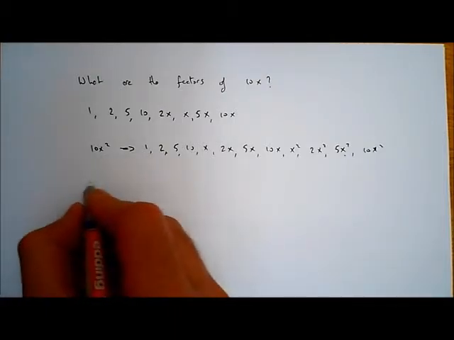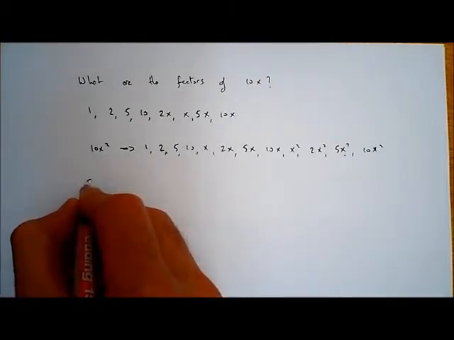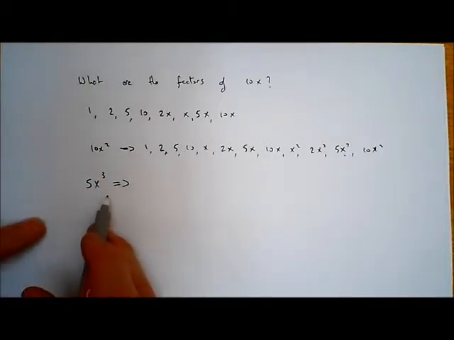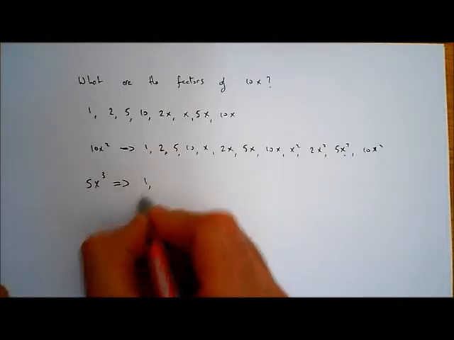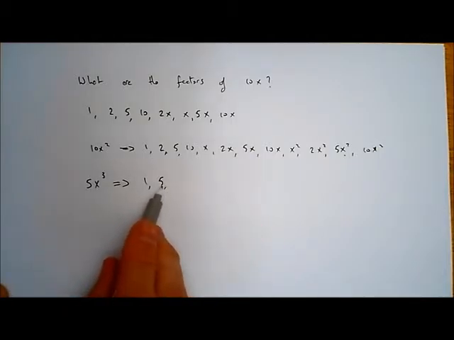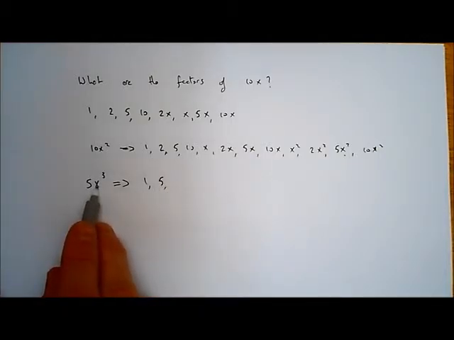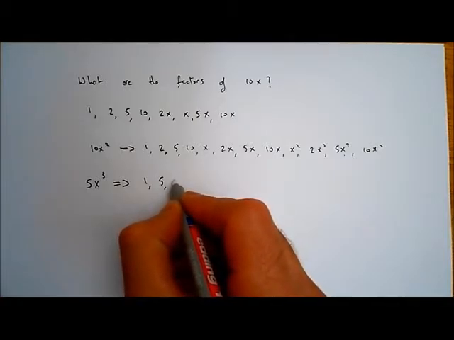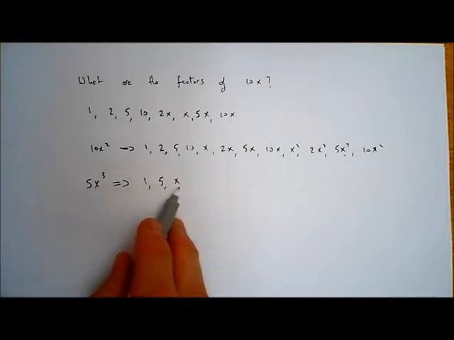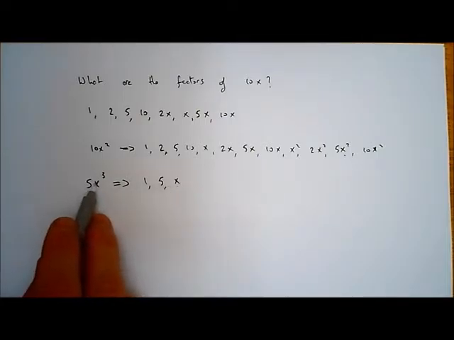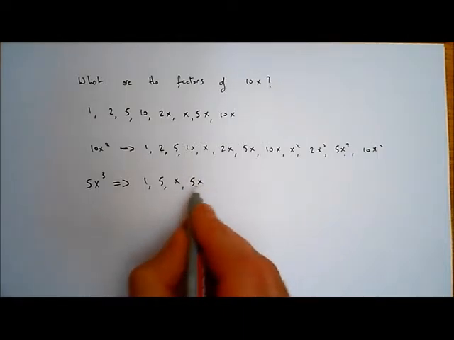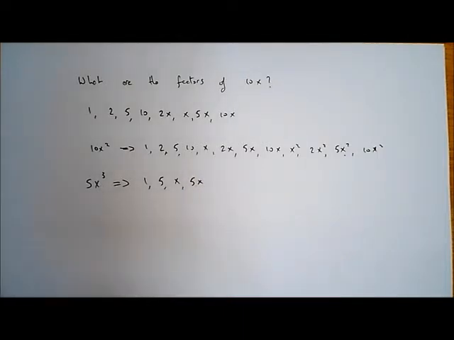What about if we had something like, let's say, 5x cubed? So the factors of 5x cubed, all of the numbers that divide evenly into 5x cubed. 1 is always a factor. 5 would be a factor, because 5 multiplied by x cubed will give me 5x cubed. What would be the other factors? x is a factor, because what do I multiply x by to get 5x cubed? Well, if I multiply x by 5x squared, I'll get 5x cubed. So x is a factor. 5x would be a factor, because 5x by x squared will give me 5x cubed.